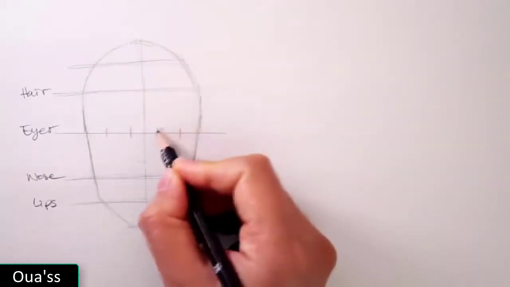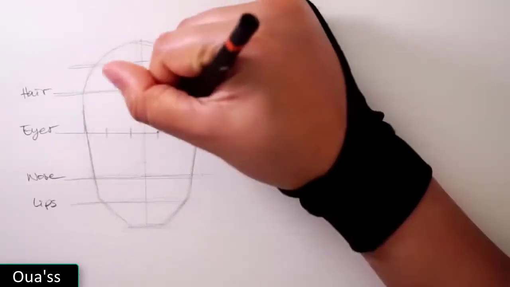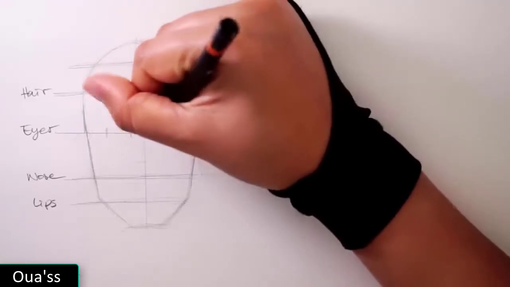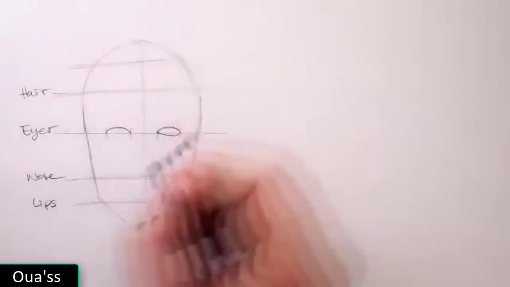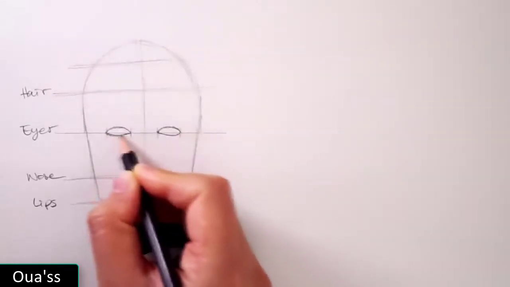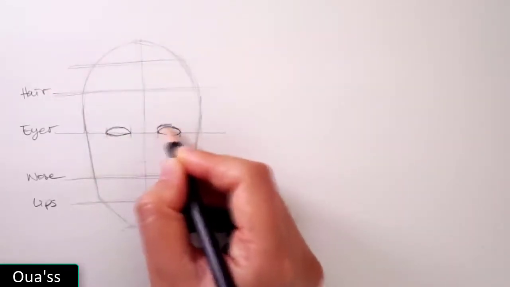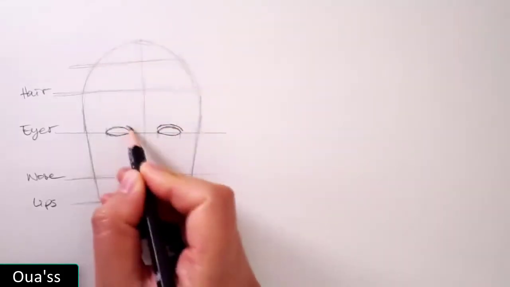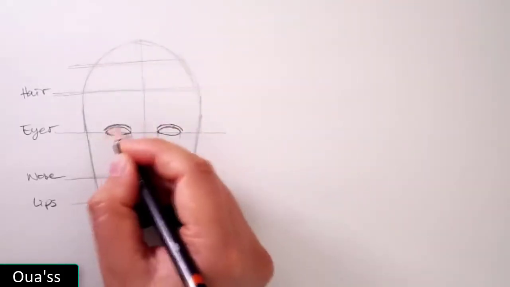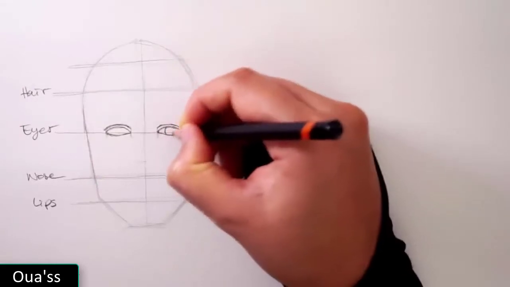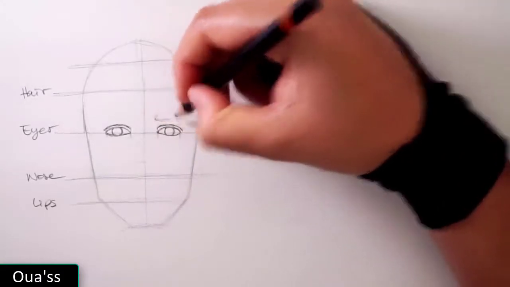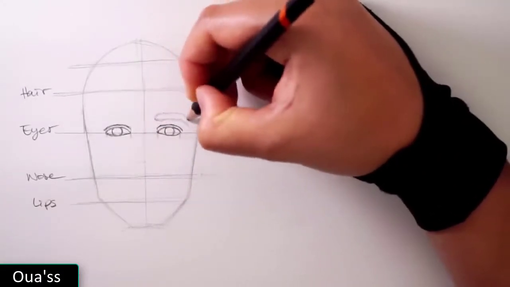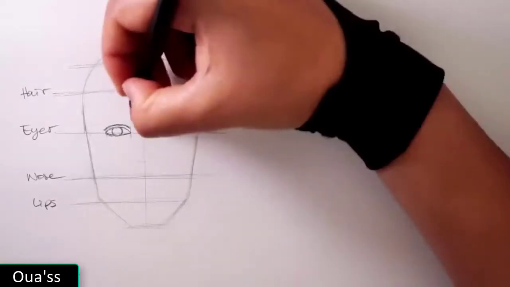Draw your eyes in the appropriate spaces. For a more detailed tutorial on drawing eyes, noses, and lips, check out my other videos linked down in the description. I'm just gonna give this guy some thick eyebrows, not too curved, and keeping them close to the eyes for a calm facial expression.